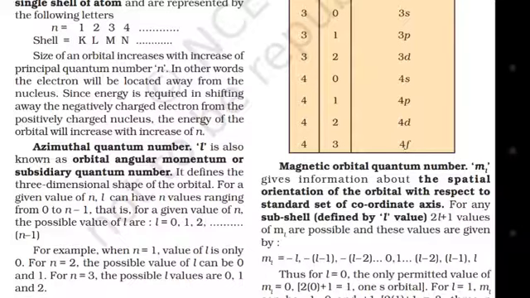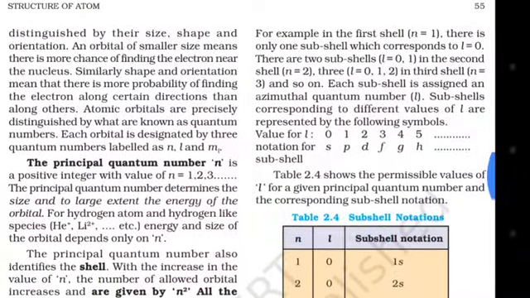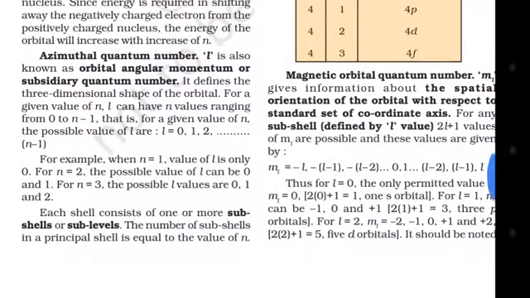Azimuthal quantum number l is also known as orbital angular momentum or subsidiary quantum number. It defines the three-dimensional shape of the orbital. For a given value of n, l can have n values ranging from 0 to n minus 1. That is, for a given value of n, the possible values of l are 0, 1, 2, up to n minus 1. For example, when n = 1, the value of l is only 0. For n = 2, the possible values of l can be 0 and 1, and for n = 3, the possible values of l are 0, 1, 2.